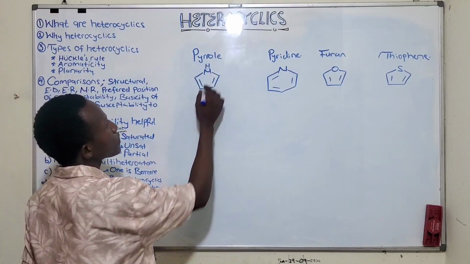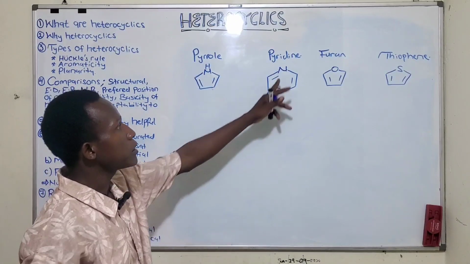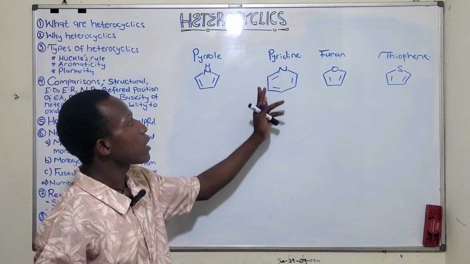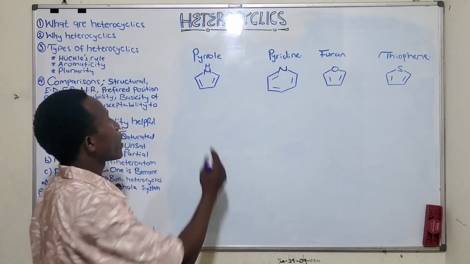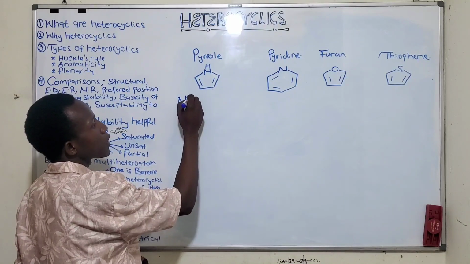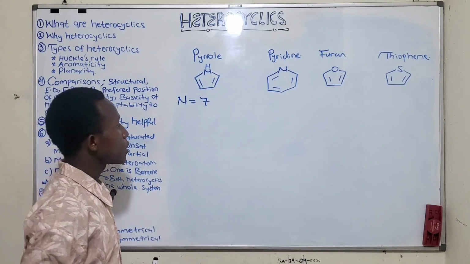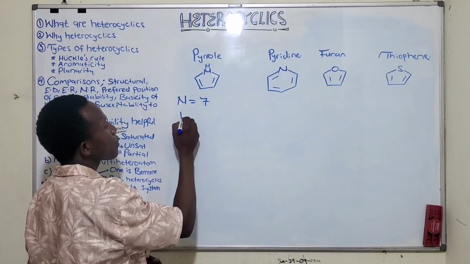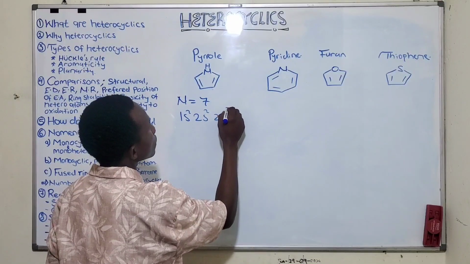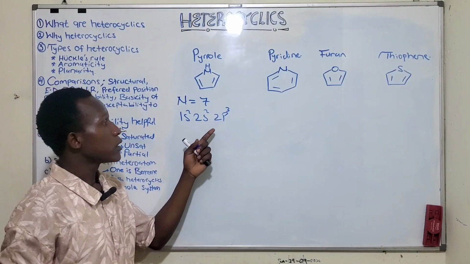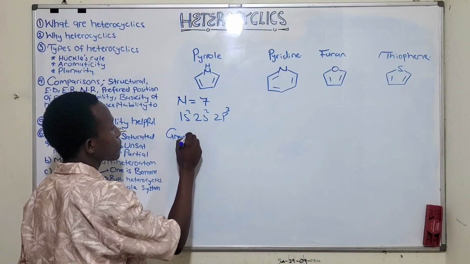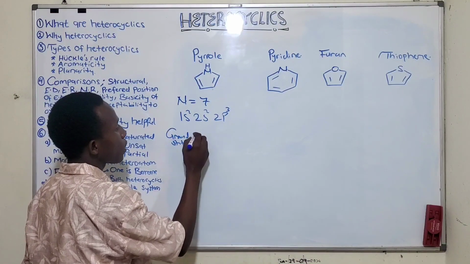But for Pyrrole, the heteroatom is nitrogen, and for pyridine, the heteroatom is nitrogen. But we want to see how they interact with the carbon atoms. Why are they different? Nitrogen's atomic number is 7, which means its electron configuration is 1s2, 2s2, then 2p3. That is nitrogen. So at the ground state, we shall have this.